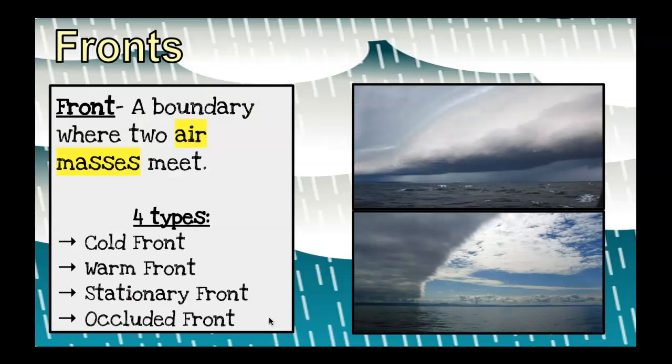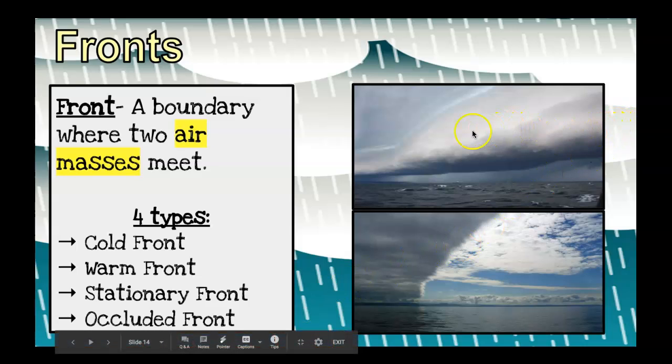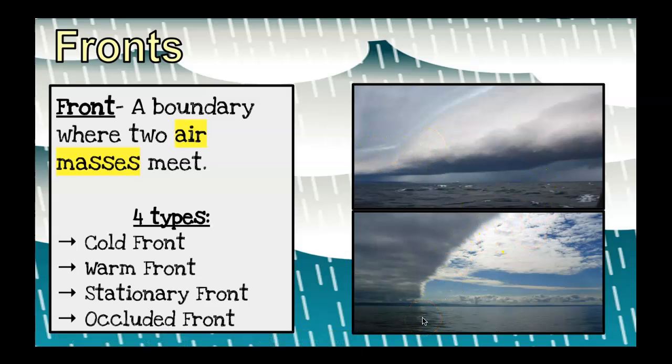Now, I mentioned that whenever you have two unlike air masses and they meet or they collide, that forms a front. So a front is defined as a boundary where two air masses meet. There are 4 types of fronts we go over: a cold front, a warm front, a stationary front, and an occluded front. And you can look at these pictures and see, just based off of the weather and the cloud formations, where the different air masses are hitting and causing a front.